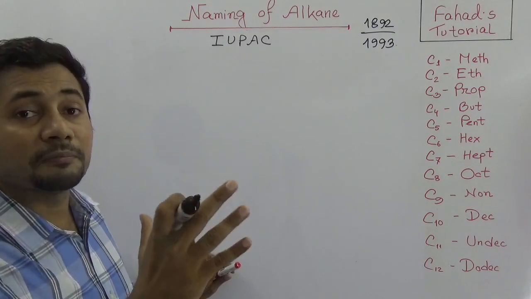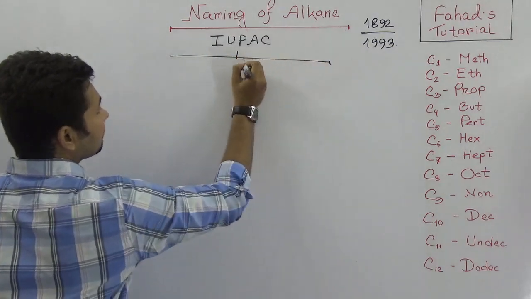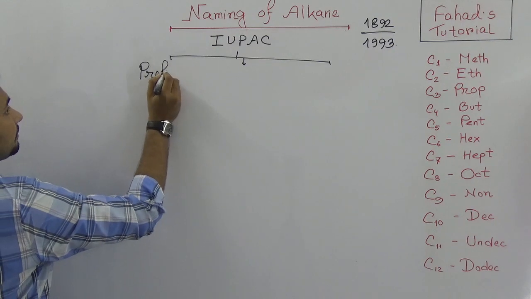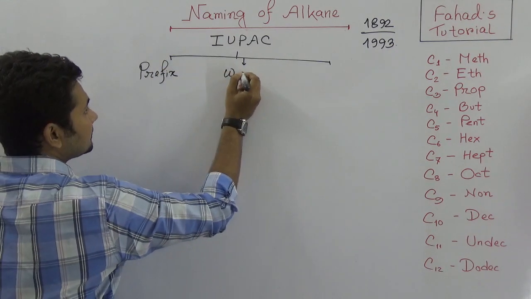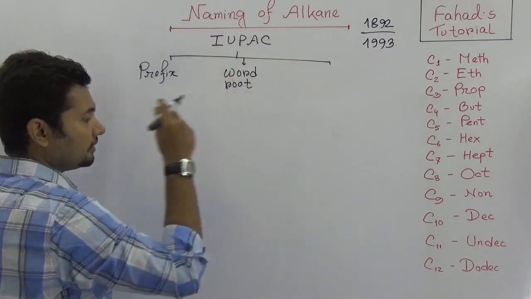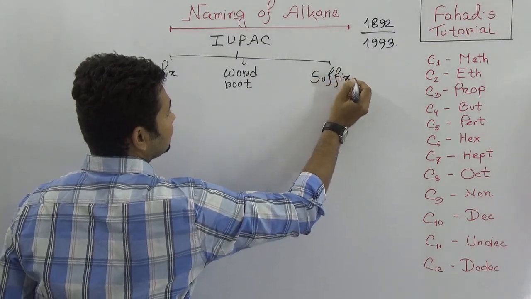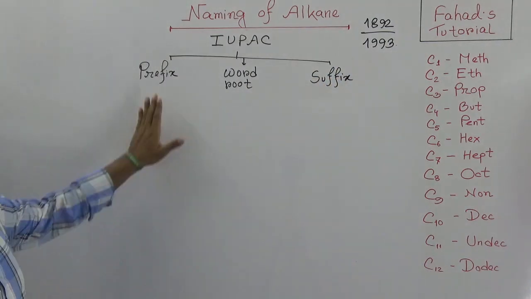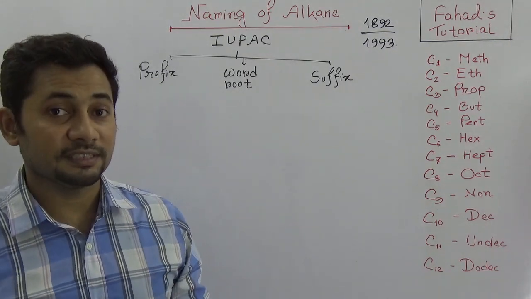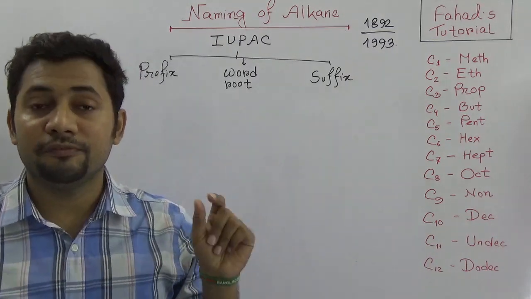So according to the IUPAC system, each and every single compound will have 3 different parts of its naming. That is number one, prefix. There will be a prefix, and then secondly there will be a word root, and thirdly there will be a suffix. Okay, so what is the meaning of prefix, word root and suffix? In this video I shall try to explain all these things.